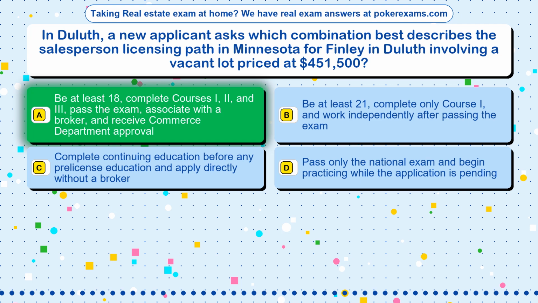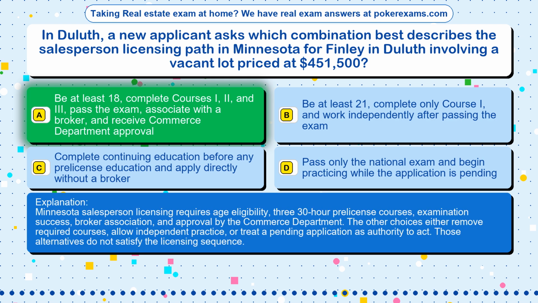The correct answer is option A. Be at least 18, complete courses 1, 2, and 3, pass the exam, associate with a broker, and receive Commerce Department approval. Minnesota salesperson licensing requires age eligibility, 3 30-hour pre-license courses, examination success, broker association, and approval by the Commerce Department. The other choices either remove required courses, allow independent practice, or treat a pending application as authority to act. Those alternatives do not satisfy the licensing sequence.